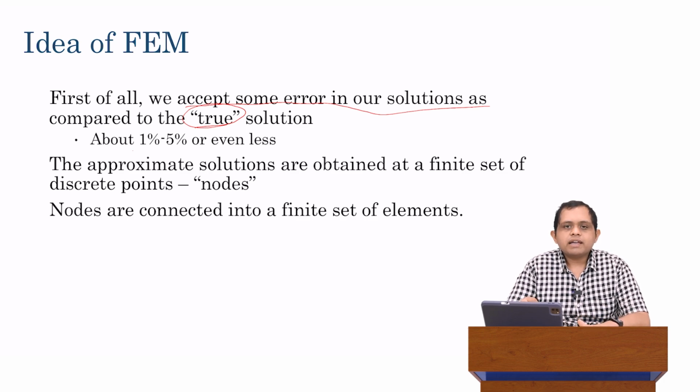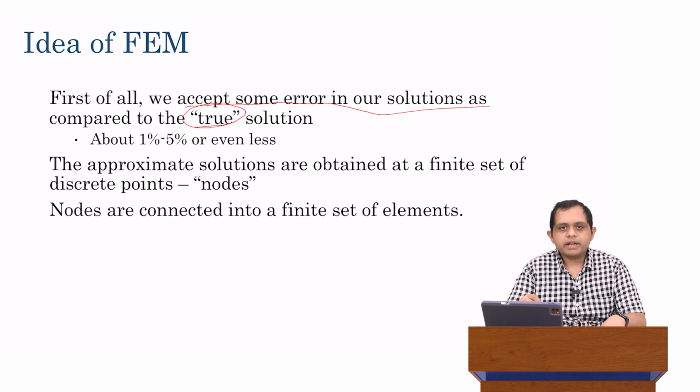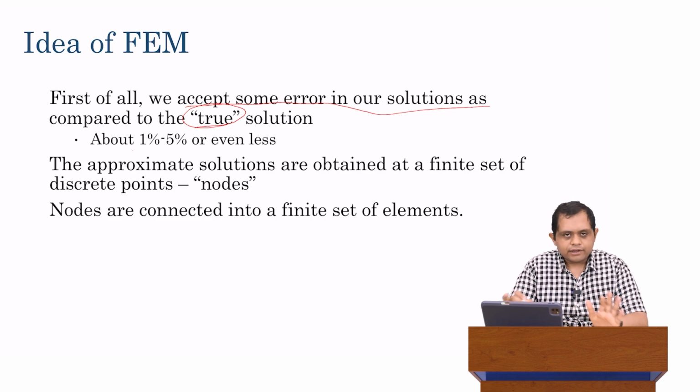So first of all, we make an assumption that whatever solution we get out of our finite element or numerical method, it's not going to be accurate. It's going to have some amount of error on it as compared to the true solution, if we even knew the true solution. But the truth is, in most cases, we don't even know what the true solution is. But we at least have an estimate of what the error is. How much error are we willing to tolerate?